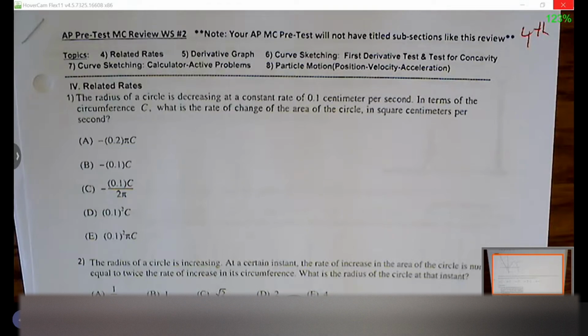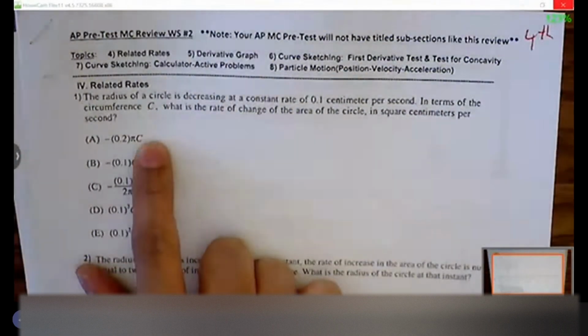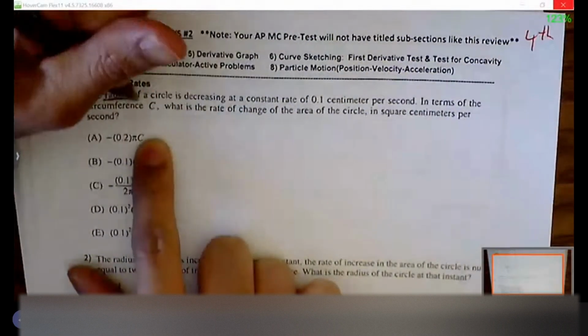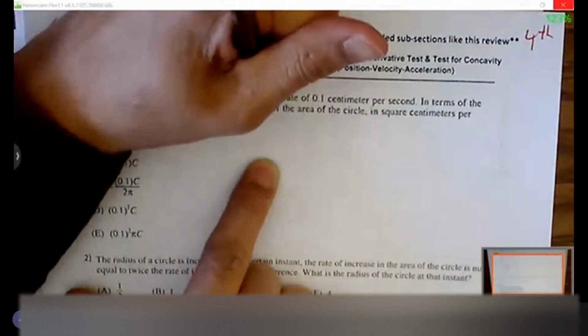So number 1 says the radius of a circle is decreasing at a constant rate of 0.1 centimeters per second. In terms of the circumference, what is the rate of change of the area of the circle in square centimeters per second? So let's gather some information here. We have the radius of a circle. We know r for radius, but it's decreasing at a rate of 0.1 centimeters per second.